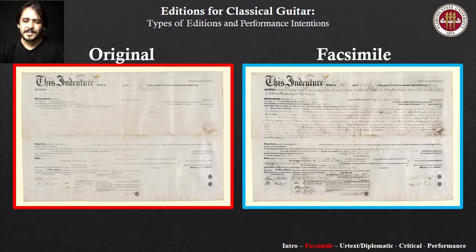Regarding the text of facsimiles, the editor doesn't have power to modify or hide any kind of information. Even if there is wrong information, like wrong notes or eraser marks, they must be kept. Remember, the main objective is to recreate an original document with the highest fidelity.